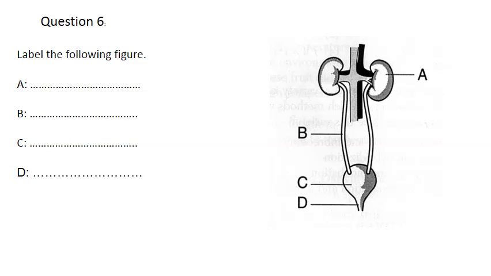Good. Question 5. Label the following figure. This is the structure of the urinary system. A is what? Kidney. Good. B. Is it ureter, bladder, or urethra? Ureter. C. Bladder. Last one, D. Urethra. Okay.